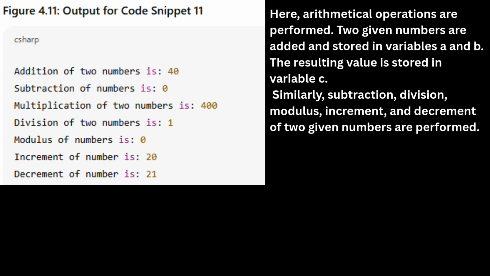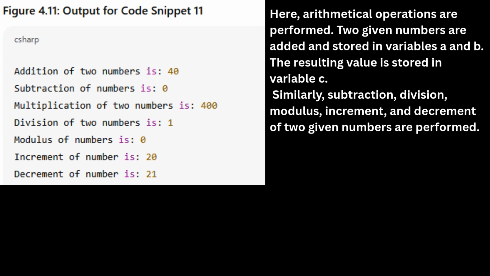This is printed as subtraction of numbers is 0. After that, we see the output of multiplication. Multiplying 20 by 20 gives 400, and PHP displays this as multiplication of two numbers is 400. This result demonstrates how PHP handles larger numeric outputs just as smoothly as smaller ones.